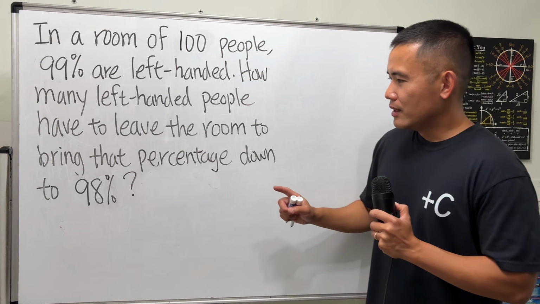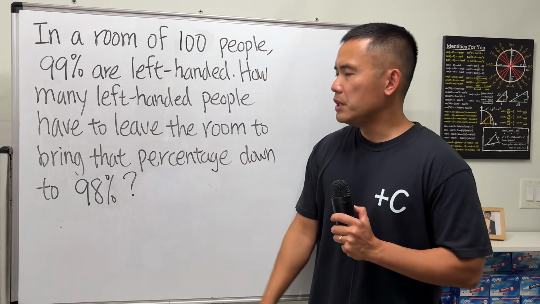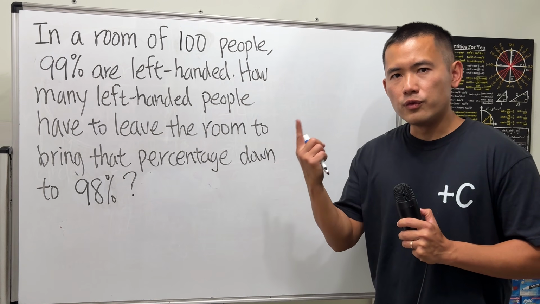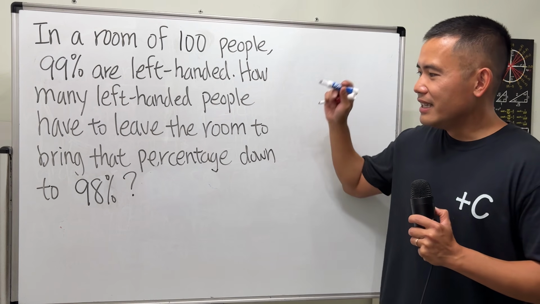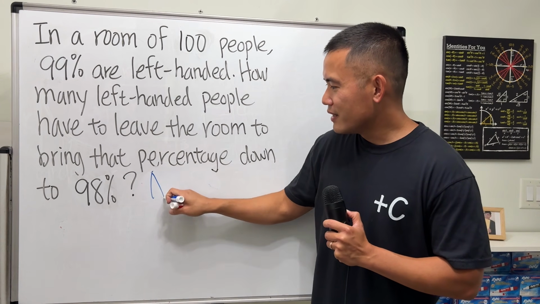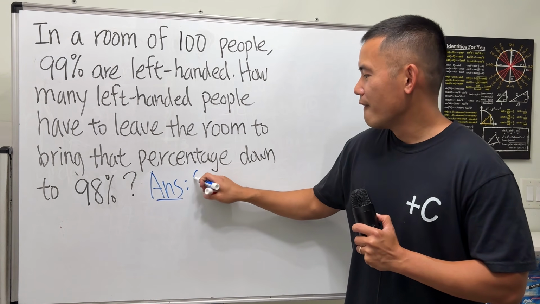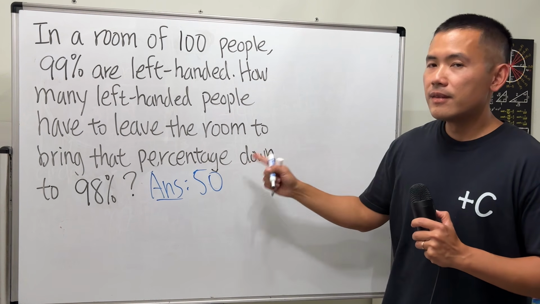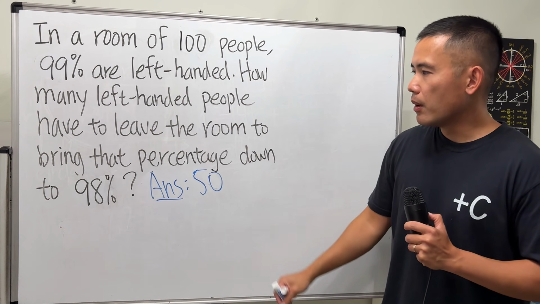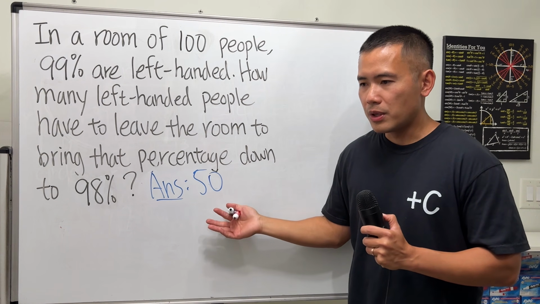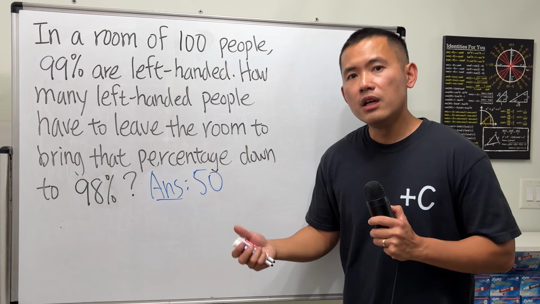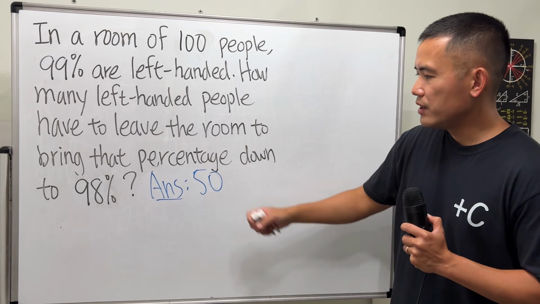But anyways, 1%, and then we have 100 people, so it looks like we just need to remove one left-handed person. But that's actually not correct. In fact, the answer for this question right here is 50 left-handed people. And the way that we did it was to use algebra. I showed you guys how to set up an equation, and we solved for x, and we got 50.